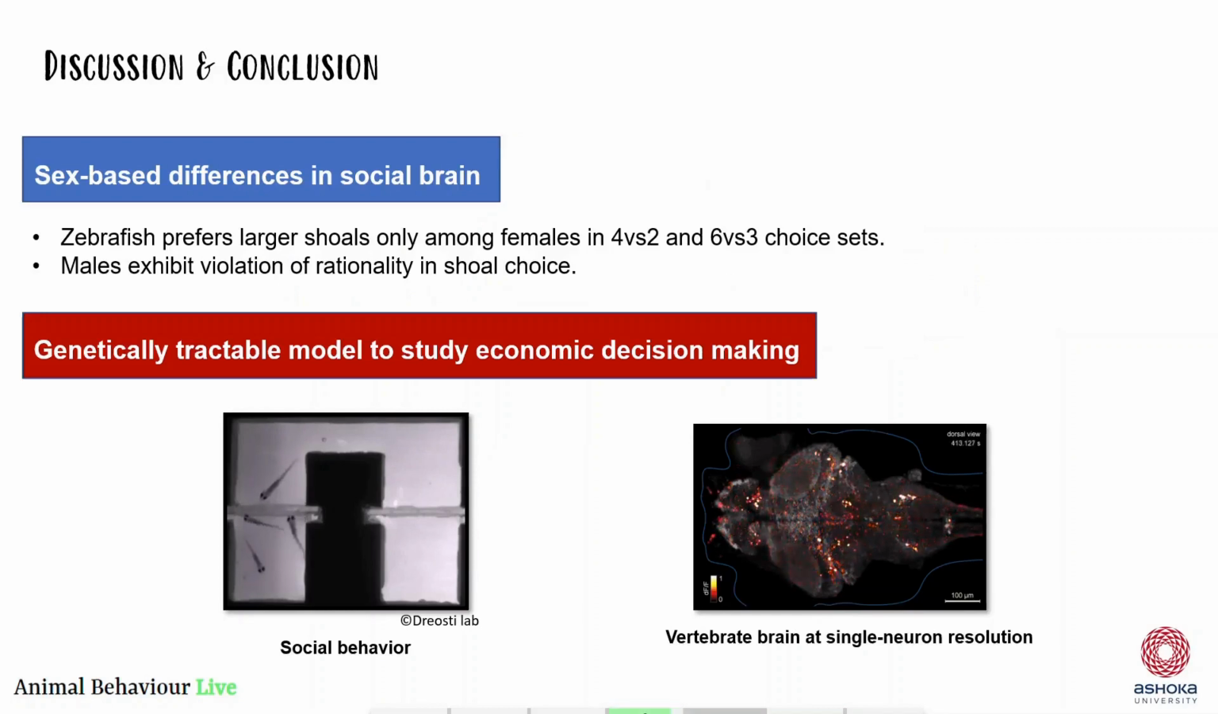To summarize, we found sex-based differences in the shoaling task. Only females prefer the larger shoals, and only males exhibit violation of rationality. Establishing zebrafish as a model to study the neural basis of economic decision making, as it shows a wide range of social behaviors and is a vertebrate model system with the possibility of single neuron resolution studies.